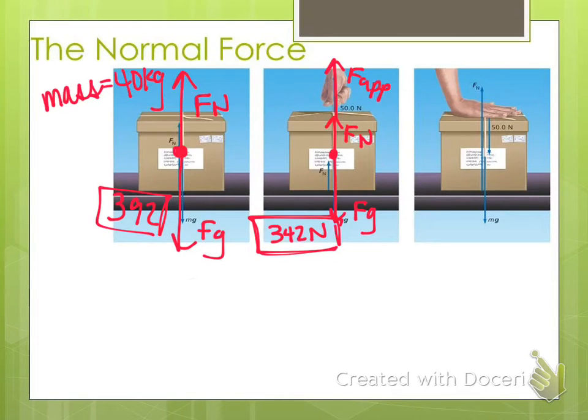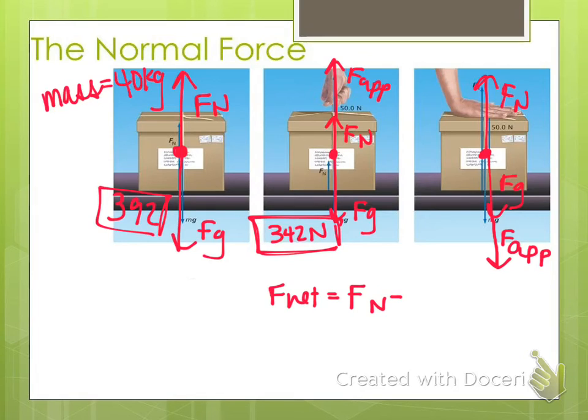Our free body diagram here. We've got a gravitational force. What other force do we have going in the downward direction? Yeah, our applied or our push or whatever you want to call it. And then our normal force is in the upward direction. Now we're going to set up our F net, and it's going to equal our upward force, which is? What's our upward force? Fn. Normal. And what are our downward forces?